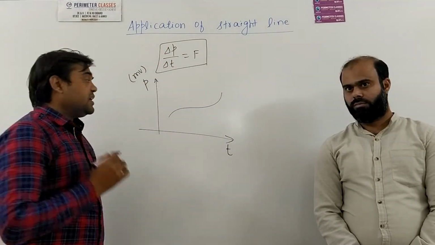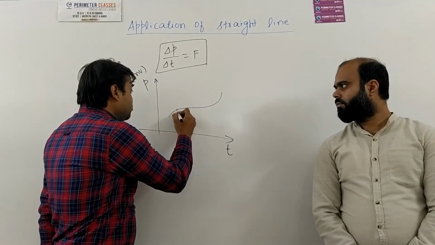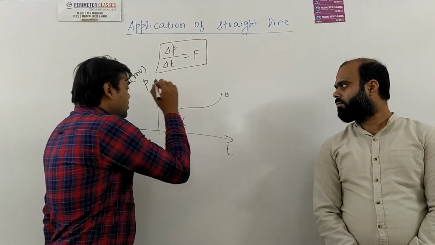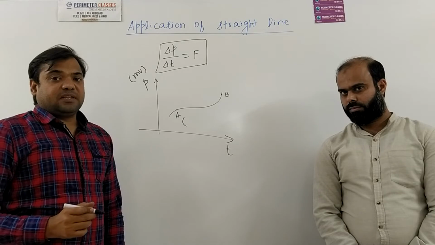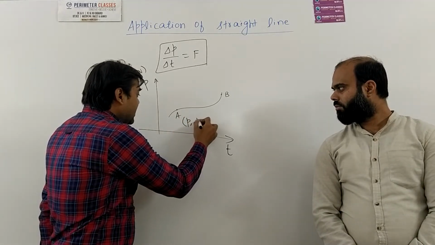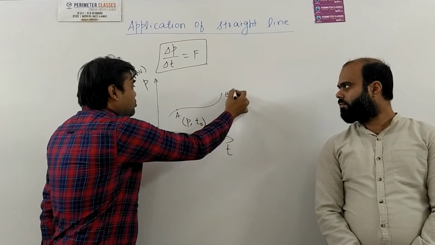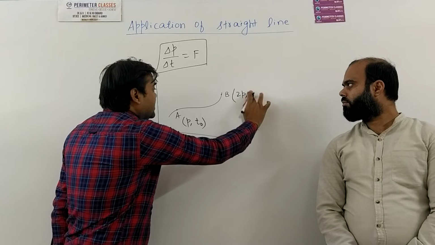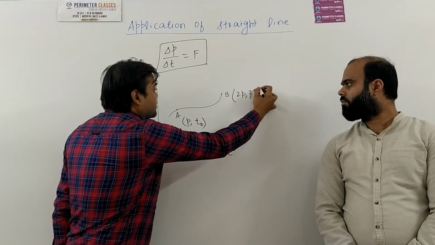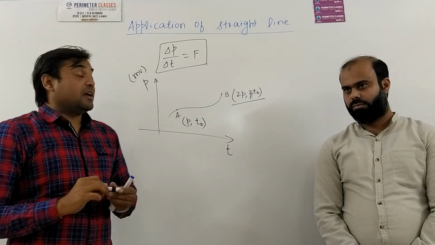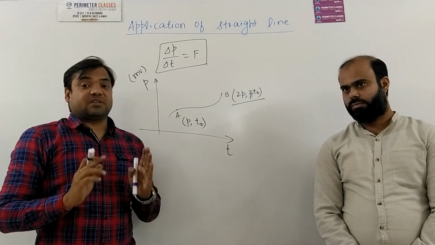I have to calculate the average force between point A and point B, and the coordinates of points A and B are given. Let us say momentum at point A is P at a time T naught. Momentum at point B is given as 2P and the time here is given as 2T naught. We have to calculate the value of average force. Can we calculate this with the help of a straight line?